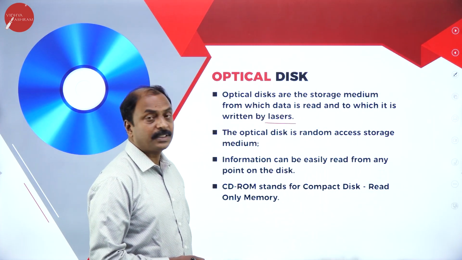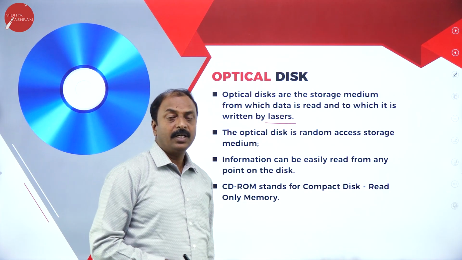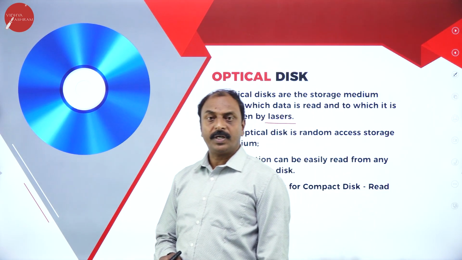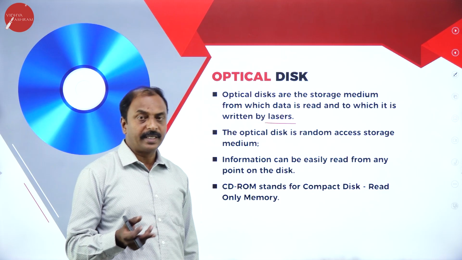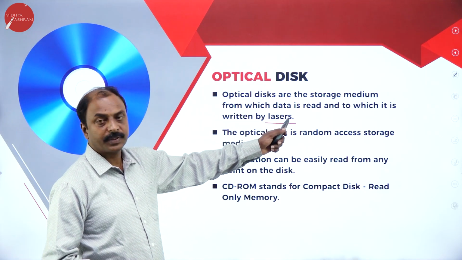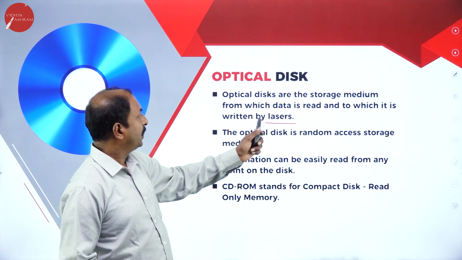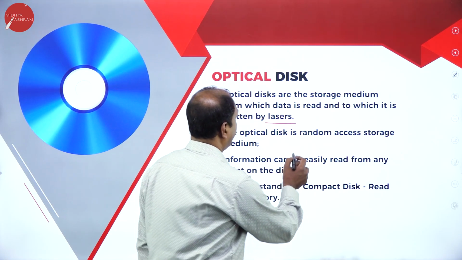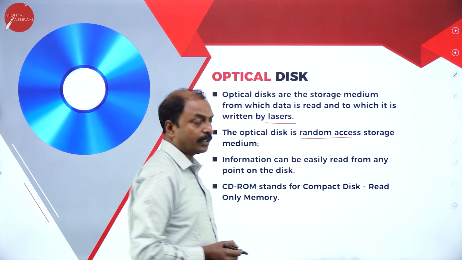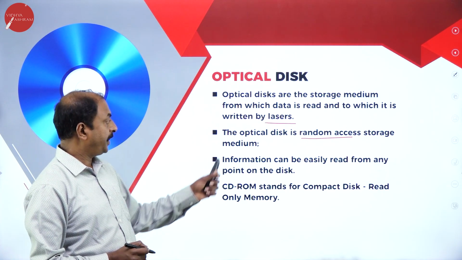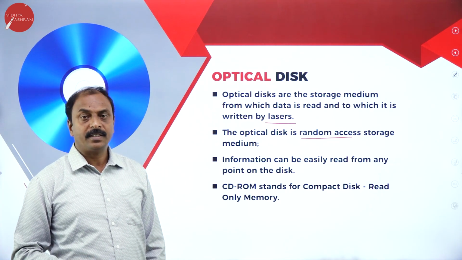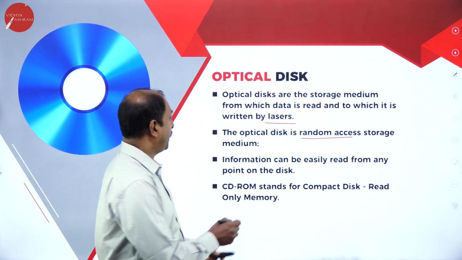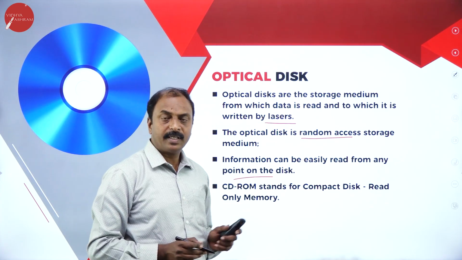So this works with the principle of light by using lasers. If you look at the previous storage devices, they worked with the concept of magnetizing and demagnetizing. But here it works with the concept of optics, the optical disc, with laser technology. The optical disc is a random access storage medium, where we can access any data stored on it. Information can be easily read from any point on the disk. That is the meaning of the random access method.